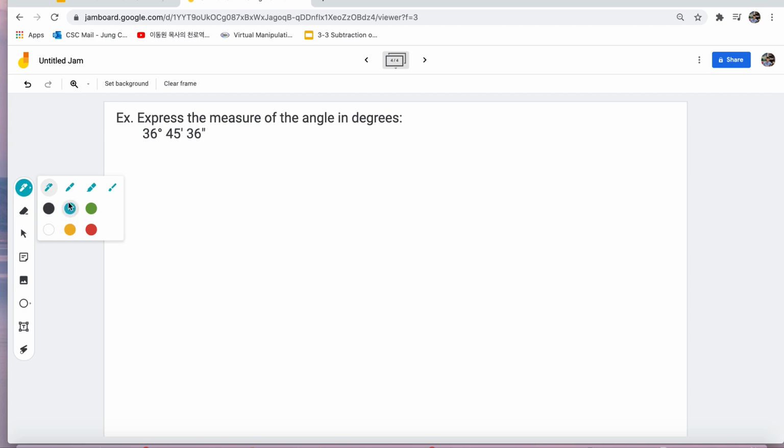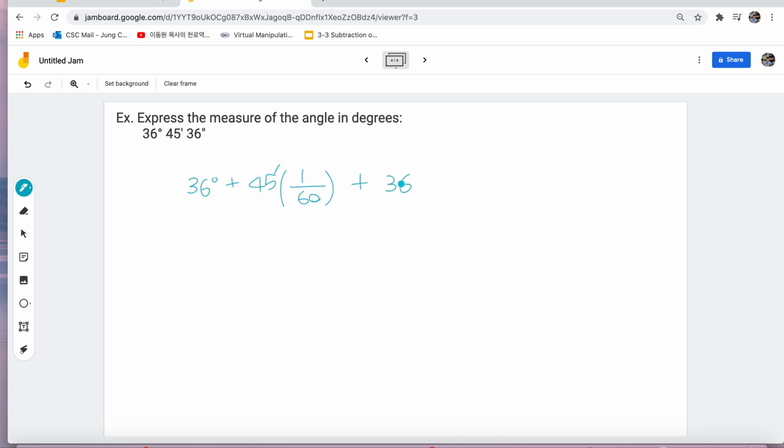Okay, let's use green. You have 36 degrees and 45 minutes. So 45 minutes is 45 minutes of 60 minutes, right? If you have 60 minutes, you're going to have 1 degree, but you don't have that degree yet. So it's only 45 out of 60 minutes. So you can divide 45 minutes by 60.